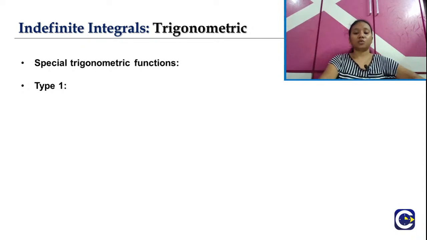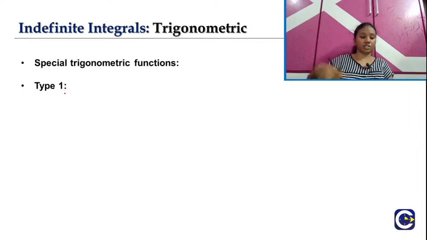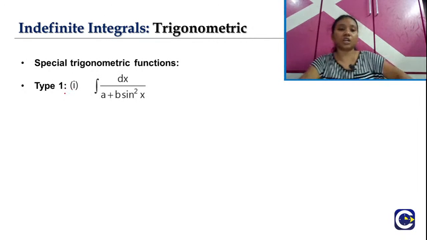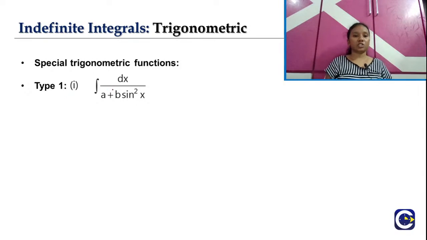Now we are moving into our next type of functions, which is our trigonometric functions. In these trigonometric functions, we have different types. Today we are going to start with the first type of trigonometric functions. So here comes the first type. Any integral of the form dx by a plus b sine square x, where a and b can be any real values.